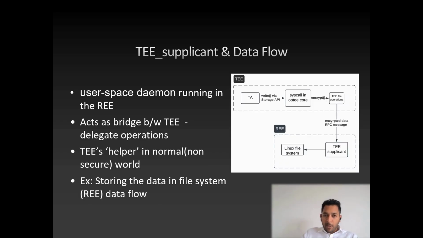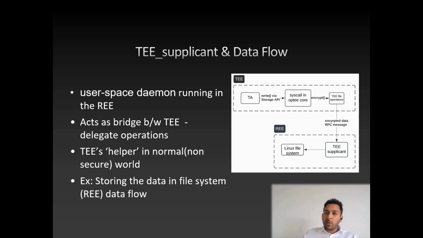All right, TEE supplicant. The TEE supplicant acts as a bridge using which your TA, trusted application in TEE, can delegate certain operations that it cannot perform directly. For example, if it uses REE, like the Linux file system, the TEE encrypts the data, but it cannot write to the file system because it doesn't have proper privileges, it doesn't know anything about Linux. It uses the TEE supplicant to make those input output operations.